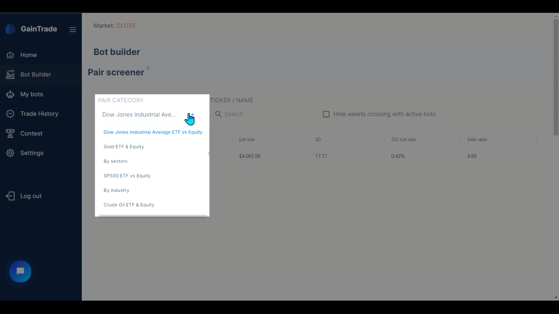Or you can trade the correlations between a gold ETF versus a gold stock. Or you can choose from a wide range of stocks from different sectors to trade, or you can trade a specific stock's correlation versus the S&P 500 index ETF. Also, you can choose to filter by stocks from various industries, or lastly, you can trade the correlations between two different oil stocks or the oil stock versus the oil ETF. Now let's choose the crude oil ETF and equity pair.